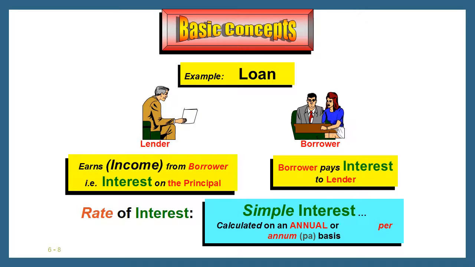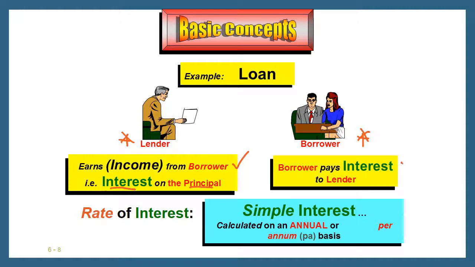Okay, so some basic concepts. When we get a loan, there's a few things that we need to keep in mind. We have our lender, that's the person who has the money, and we have our borrower, that's the person who doesn't want it but needs it. The lender will earn an income on the money that they lend. That income is what we refer to as the interest, and the amount of money that they're lending, the amount of money we're starting with, is the principal. That's what we call the principal.